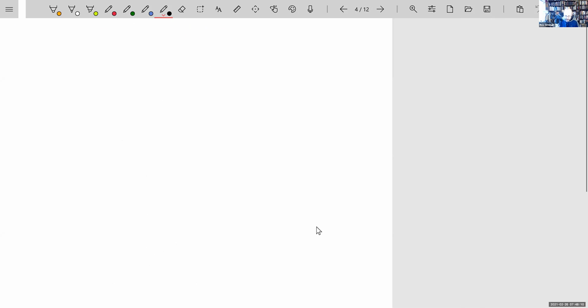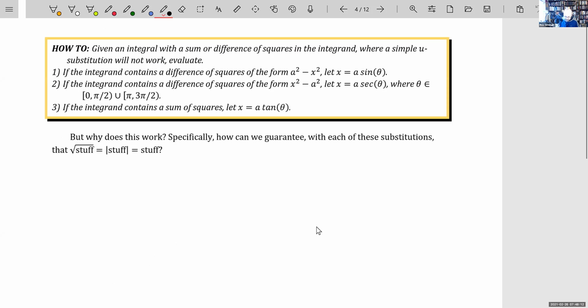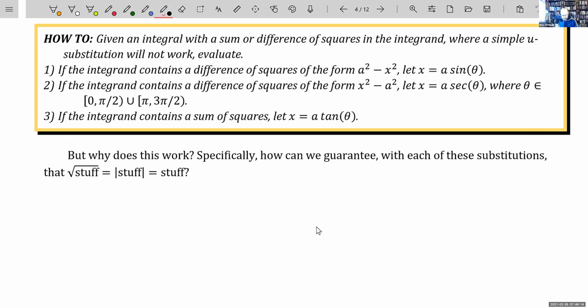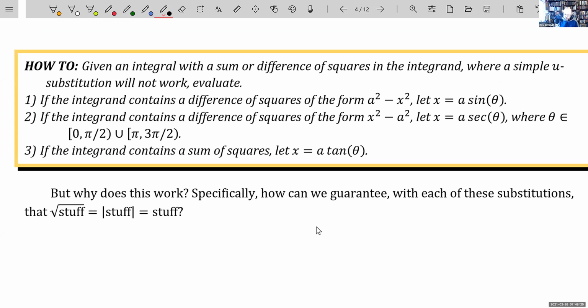So the next page, which says, but why does this work right here? We're going to ignore that right now. I'm going to just go through and showcase how to use this stuff. But this is the how-to. Given an integral with a sum or a difference of squares in the integrand, where a simple u substitution will not work, and asked to evaluate, what do?